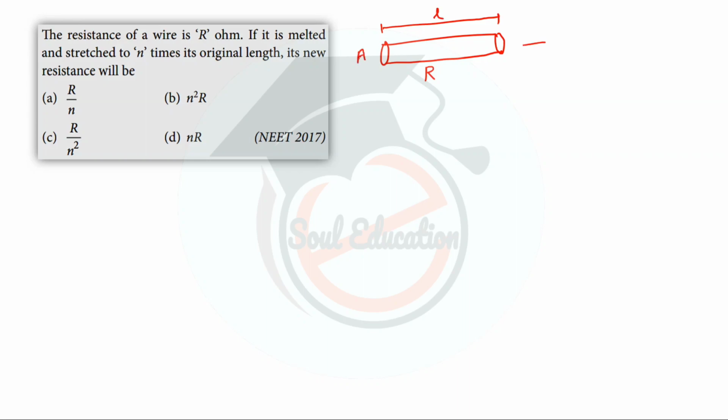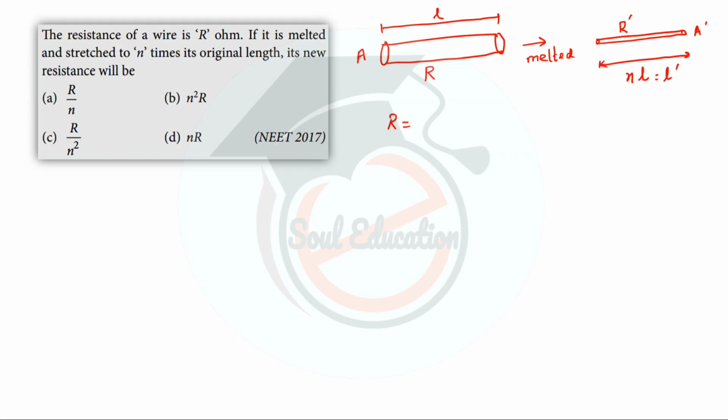Now this material is melted and stretched n times. This increases the length n times the original length, n into L, which is my L dash, the new length. The new cross section will also vary; I don't know it yet, so I am just calling it A dash. It has a new resistance, R dash. Now I need to find the new resistance, R dash.